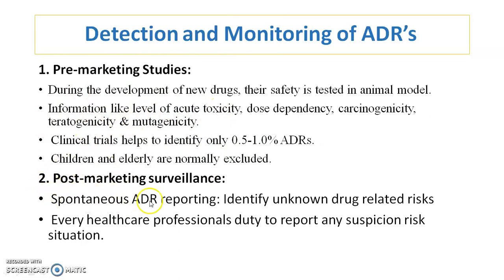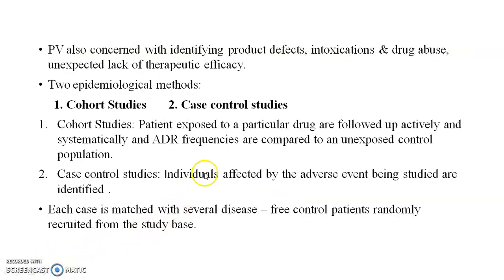Second, during the post-marketing surveillance stage, that is phase 4, spontaneous reporting should be very well established. Spontaneous reporting can be done to identify unknown adverse drug risks and drug-related problems, and it is every health professional's duty to report any suspicious risk situation which they come across in day-to-day routine practice. The pre-marketing stage does not yield much data, so the post-marketing stage should be very strong to identify unknown adverse drug reactions, or to report known ADRs to the nearest centers.